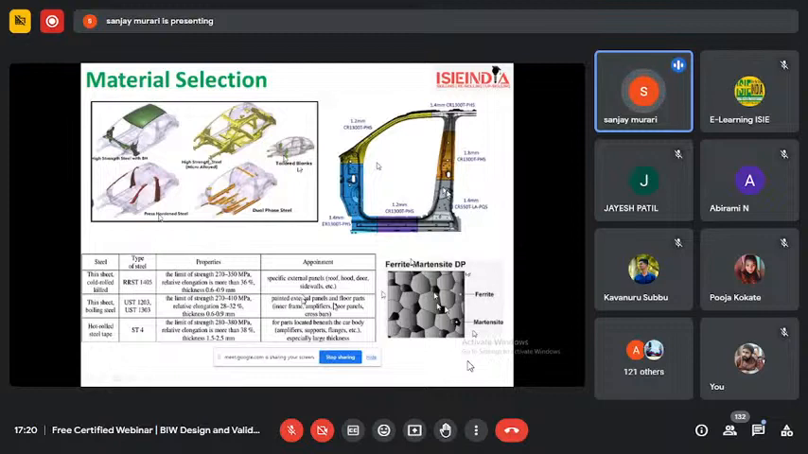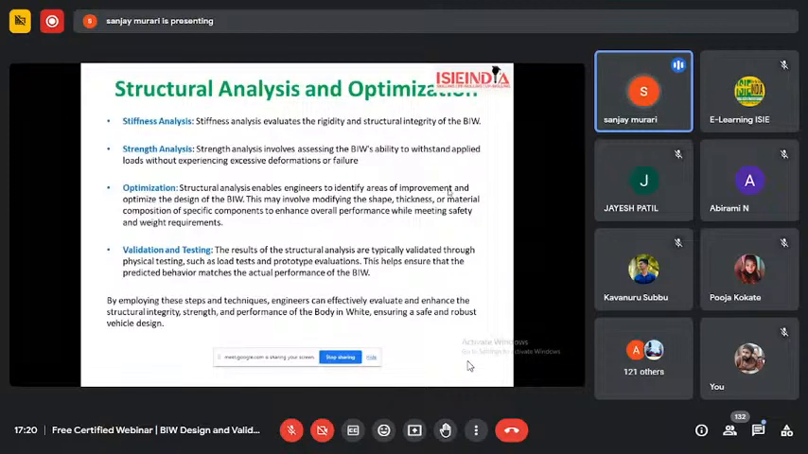Yes, so let us go to the next slide. Structural analysis and optimization. When we prepare the vehicle, as I said, BIW is the main holding unit, the core skeleton of the vehicle which holds all the units. So it should have good strength. It should carry all the weight of those components and it should not deform. It should do its function as per the requirement.